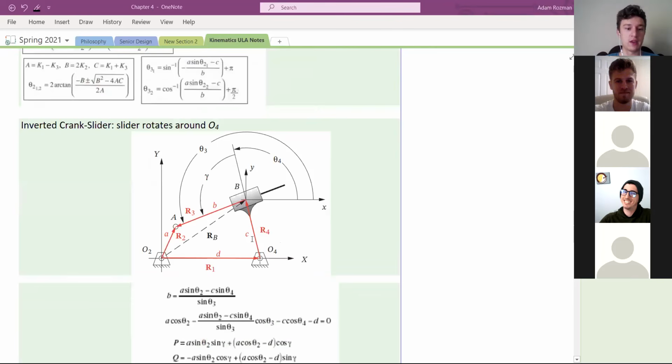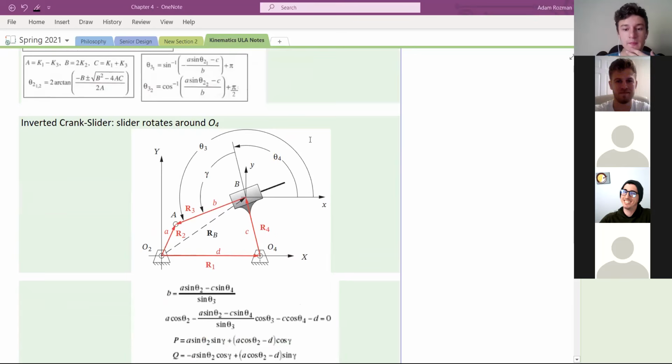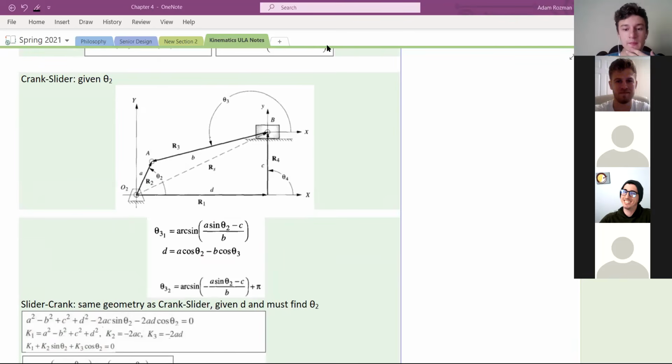Okay, inverted crank slider. So remember how we were talking about inversions? Oh, offset. Someone's asking about offset having to do with C or R4. Yeah, usually I believe when they say offset, they mean this measurement here, the C, just the distance between whatever your slider's sliding on and your ground.